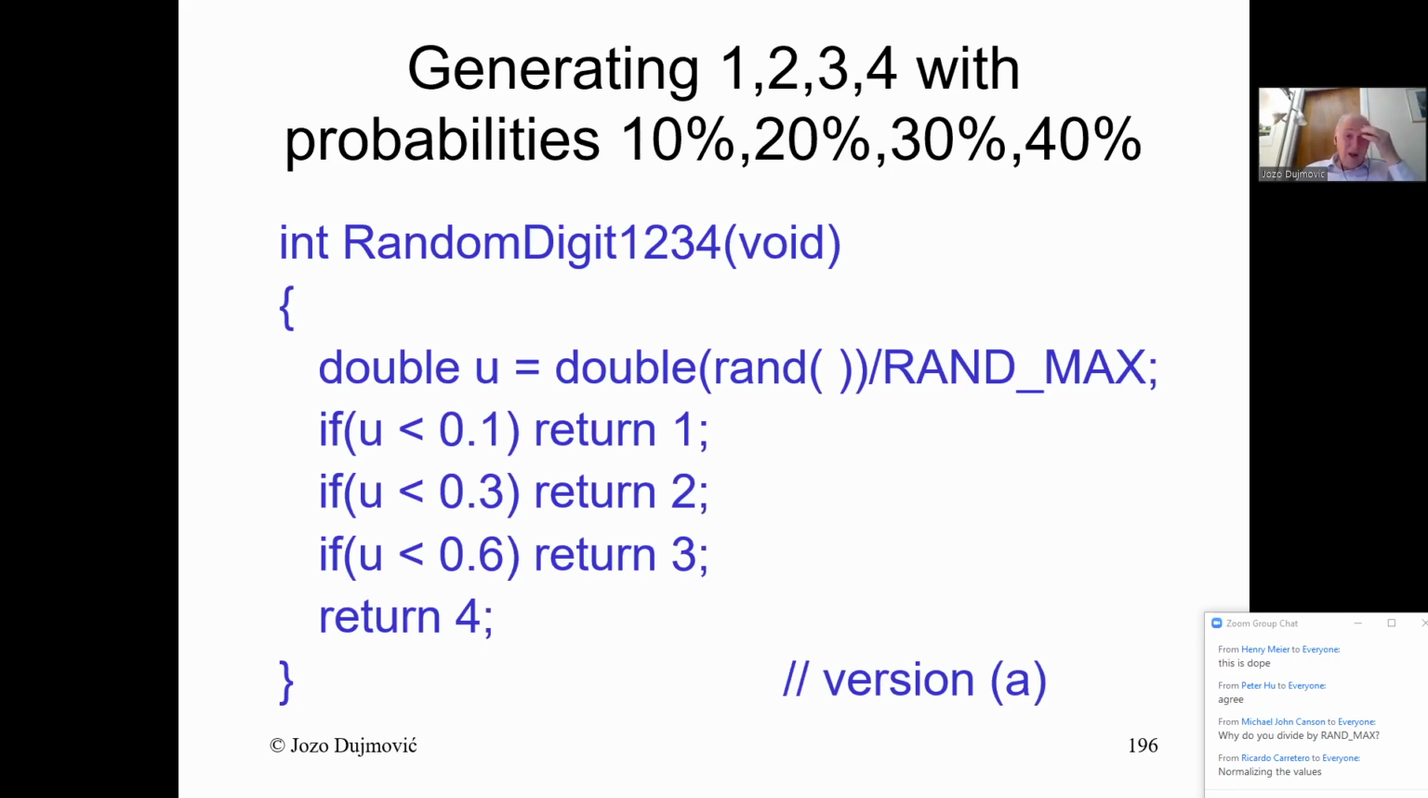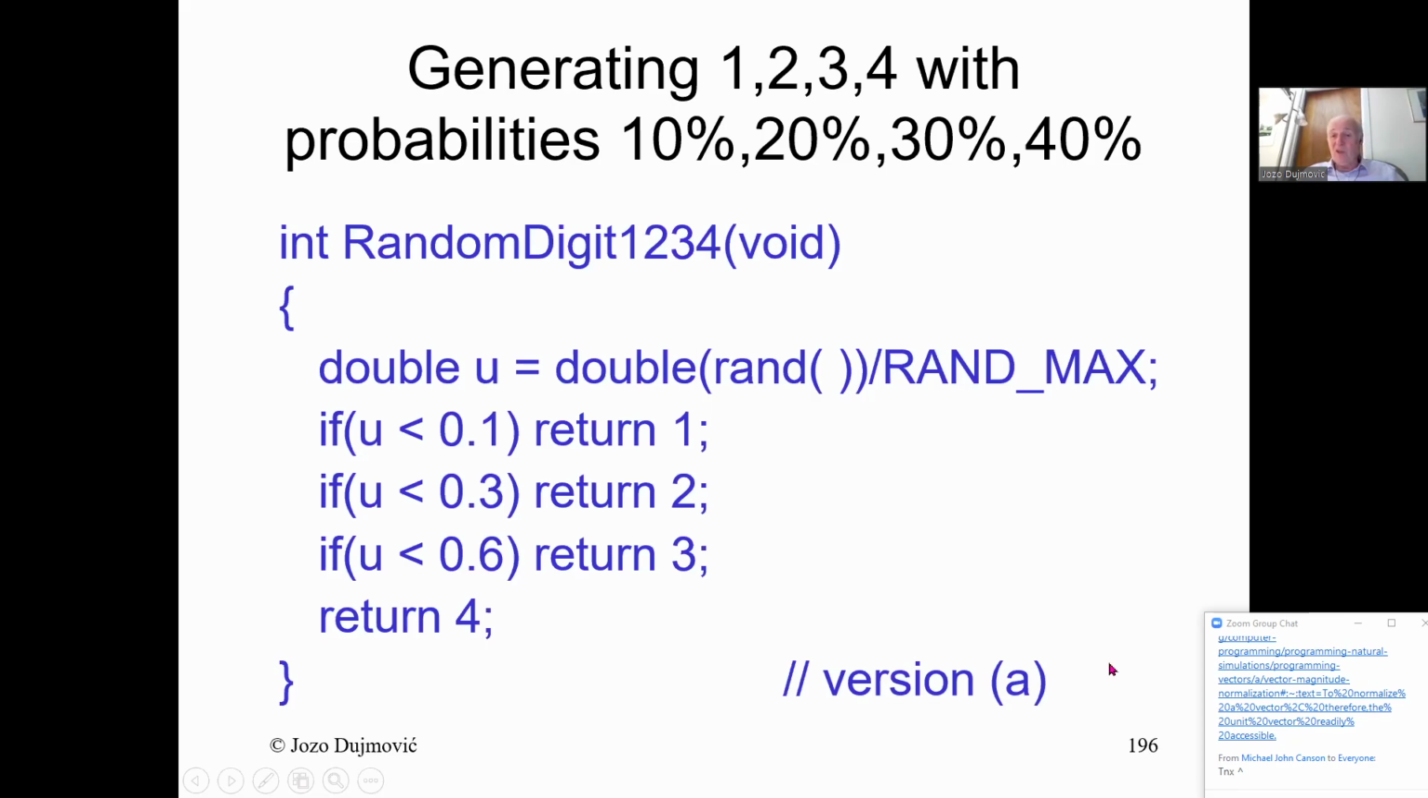In 30% of cases, the value will be between 0.3 and 0.6. If u is less than 0.6, this happens in 30% of cases, I return digit 3. And in all other cases, in 40% of cases, I return 4. So this is the program, very simple, that returns 1, 2, 3, 4 with these probabilities: 40% of them are 4, 20% are 2, 30% are 3, and 10% are 1.